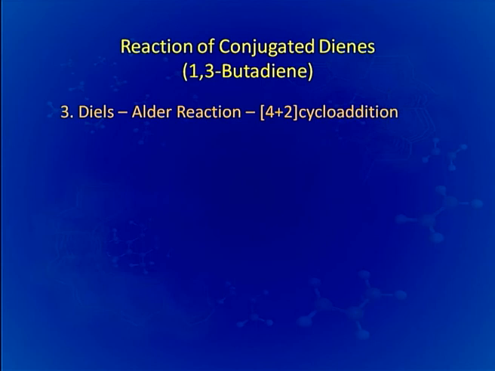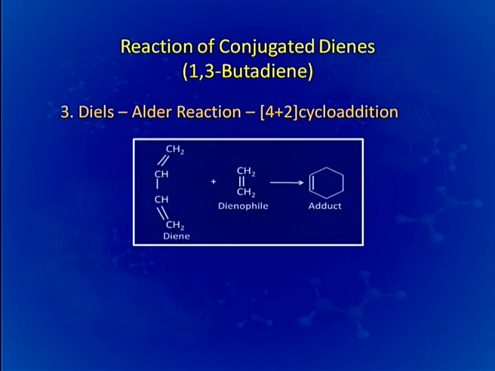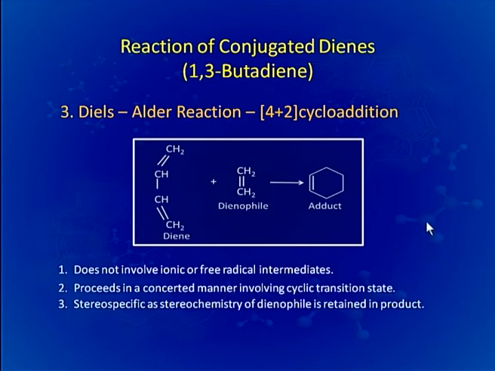Reactions of conjugated diene. Now we will discuss a very important reaction of organic chemistry, the Diels-Alder reaction. This is basically a 4+2 cycloaddition reaction. 4 stands for 4 pi electrons coming from the butadiene side and 2 stands for 2 pi electrons coming from the alkene. This alkene is called the dienophile here, and an adduct is formed.